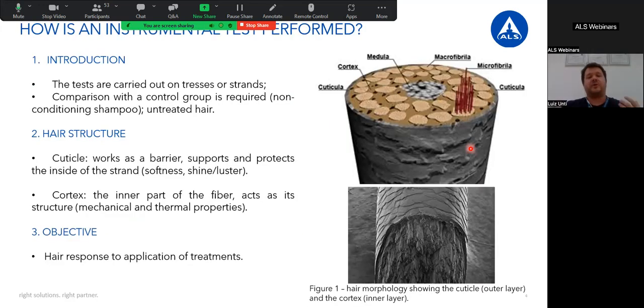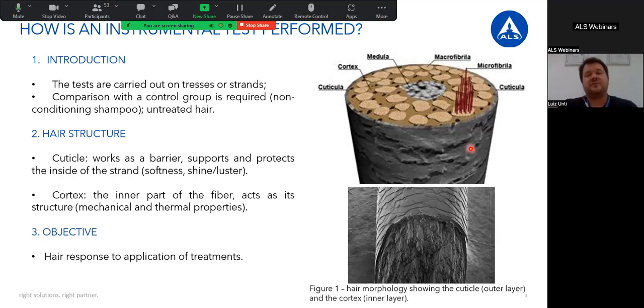So first of all, we are talking about instrumental testing, but what exactly is this instrumental testing? How is it different from clinical testing? The idea of instrumental testing at the Hair Metrology Lab is that we use tresses or strands of hair to analyze the benefits that the treatment can provide.